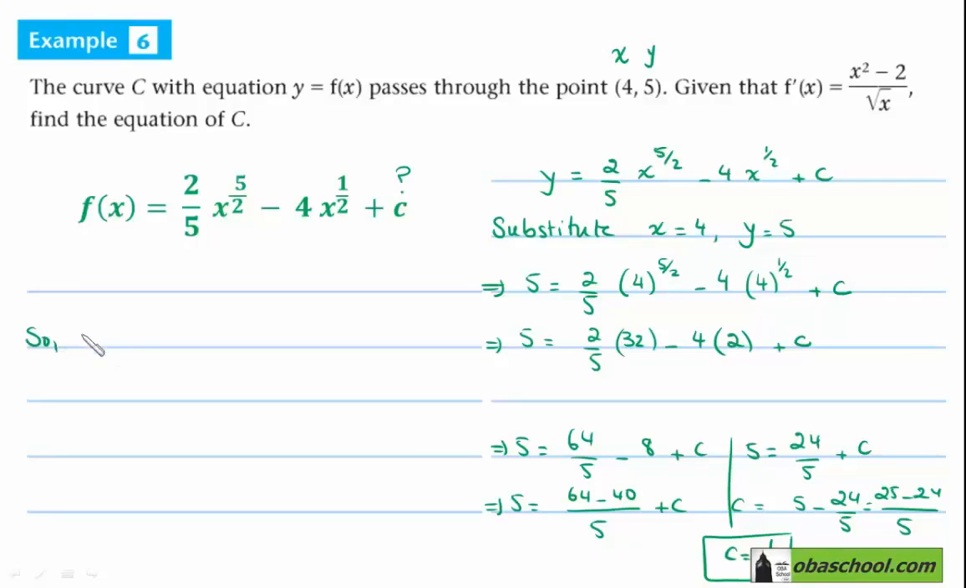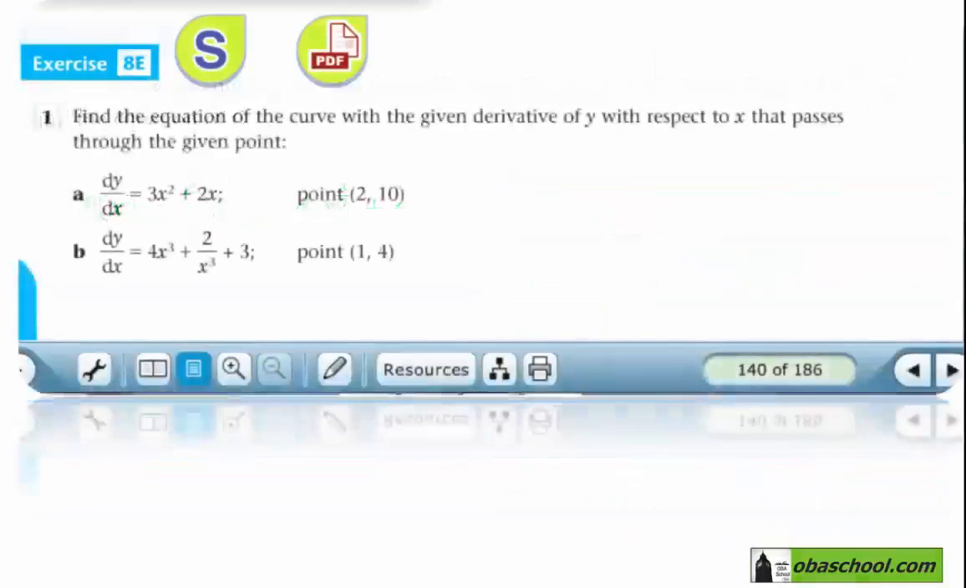Now we can write the equation again with the given value of c. The equation of the curve is going to be y equal to 2 over 5 x to the power 5 over 2 minus 4 x to the power half plus 1 over 5, the value of c. As you can observe, given the point that is passing through the curve, we are able to find the value of the constant c. We first did some work in order to reform the expression into a linear combination expression, so it is easier to integrate. Then we substituted the value of c.